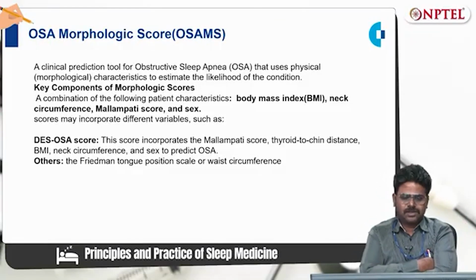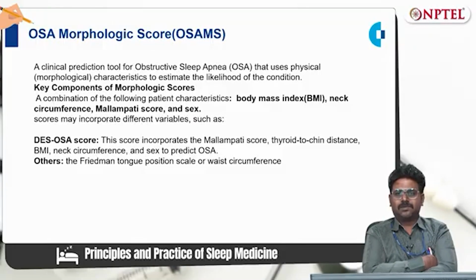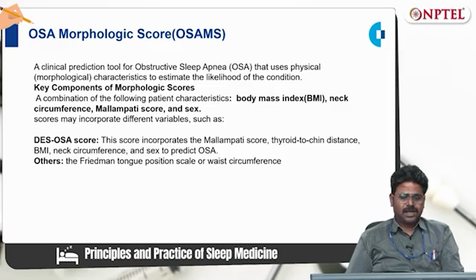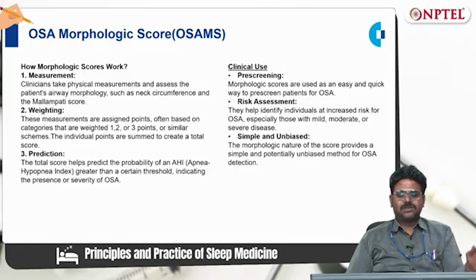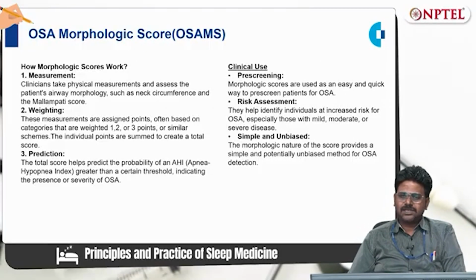Key components of morphologic scores are a combination of the following patient characteristics: body mass index, neck circumference, malleability score, and sex. Then the DES-OSA score. This score encompasses the malleability score, thyromental distance, BMI, neck circumference, and gender to predict OSA. The others are the Friedman tongue position scale or waist circumference. OSA morphologic score: how does the morphology score work? Measurement: clinicians take physical measures and assess the patient's airway morphology, such as neck circumference and the malleability score.